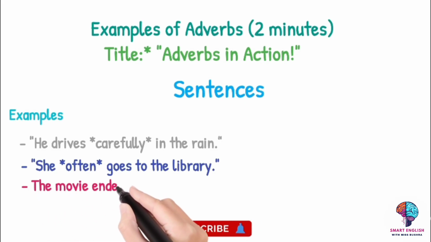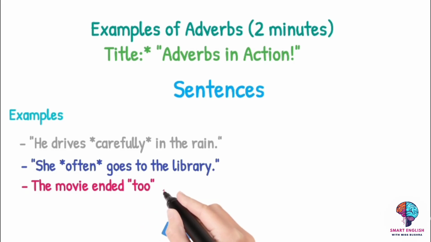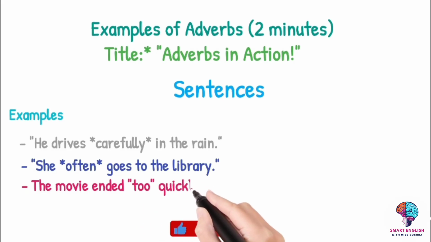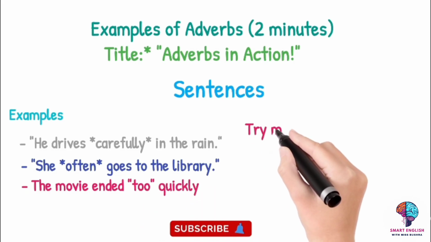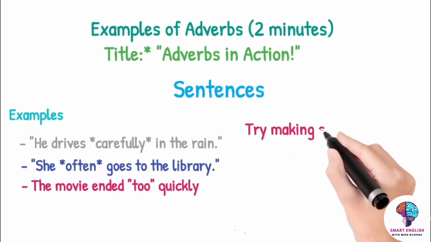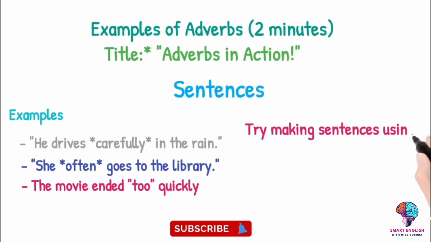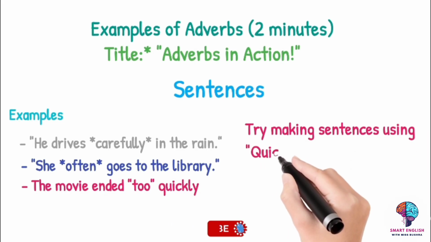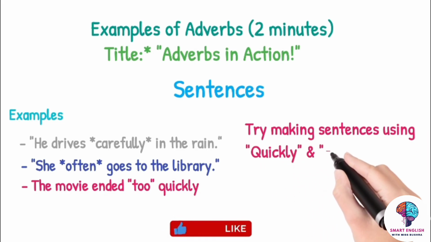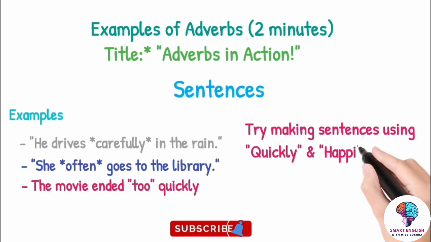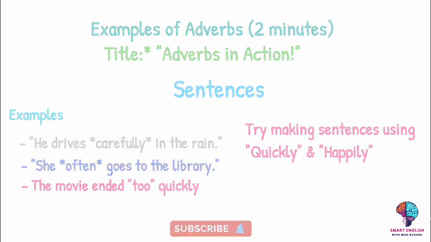Instead of saying she goes to the library, you can say she often goes to the library. She sometimes goes to the library. The movie ended too quickly. These small words are called adverbs. Now, here is an activity. Try making sentences using quickly, happily, and any other adverb that you already know.